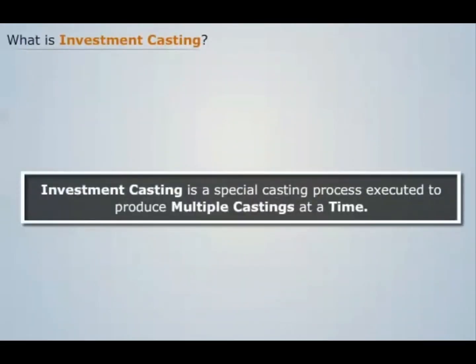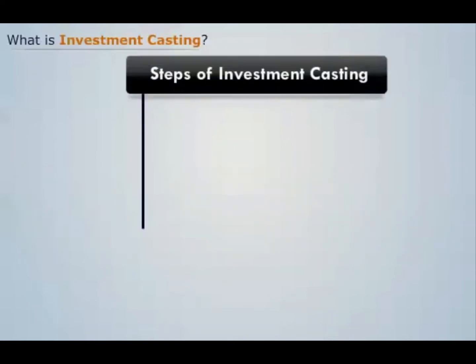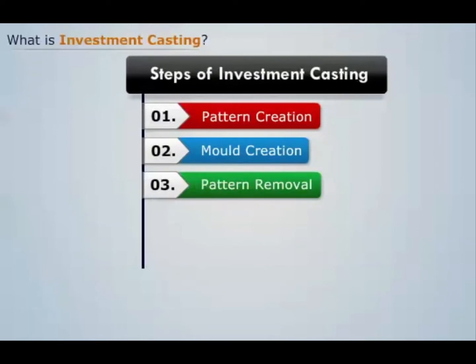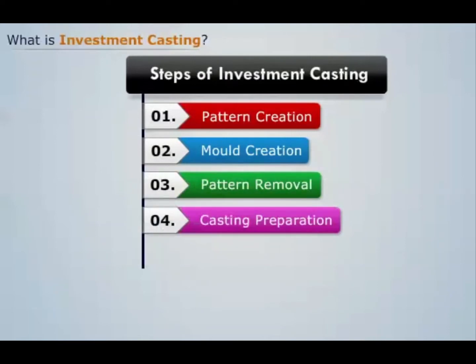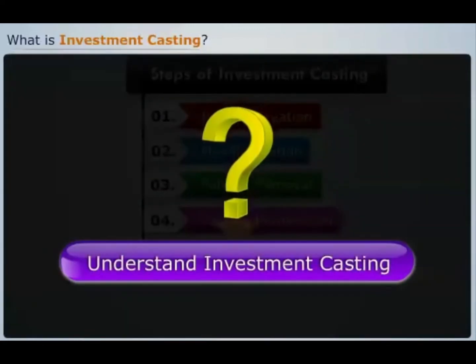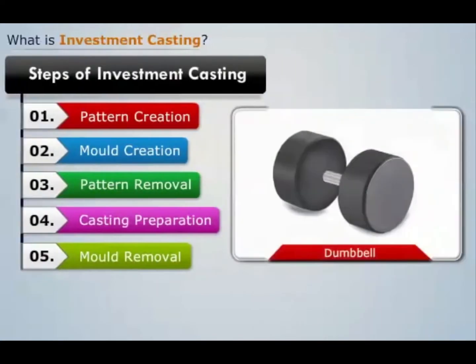Investment casting is a special casting process executed to produce multiple castings at a time. Investment casting is achieved by executing 5 steps. They are pattern creation, mold creation, pattern removal, casting preparation, and mold removal. To understand investment casting in more detail, let us cast a dumbbell-like structure using this casting method.